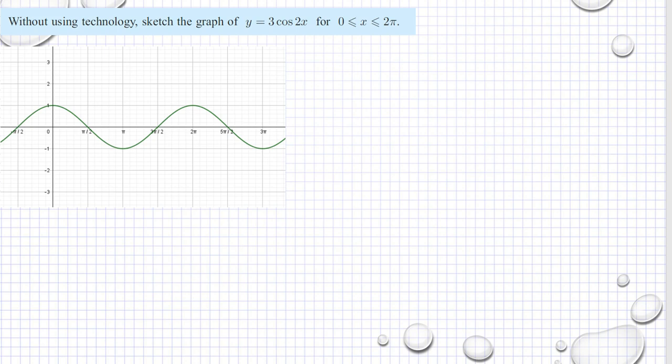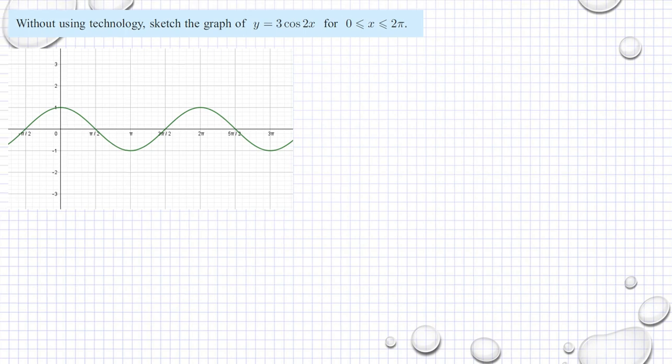Okay, without using technology, sketch a graph of y is equal to 3 cosine 2x. What it says to us is that our amplitude now is 3, not 1 anymore. And our period will be 2 pi divided by 2. Our b here is 2. So we have pi. That means we have 2 cycles or 2 revolutions when we go to 2 pi.